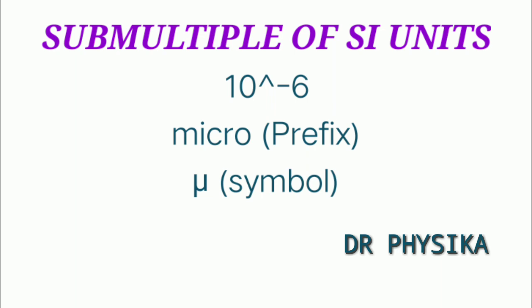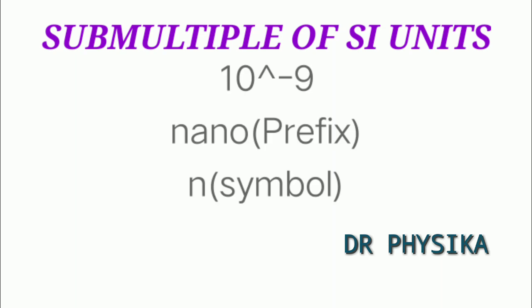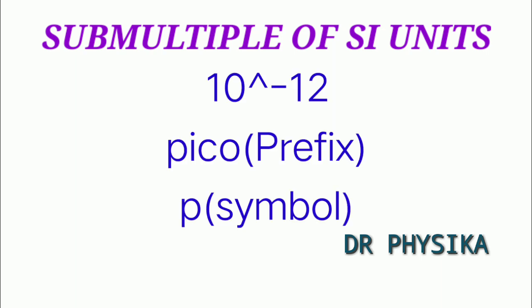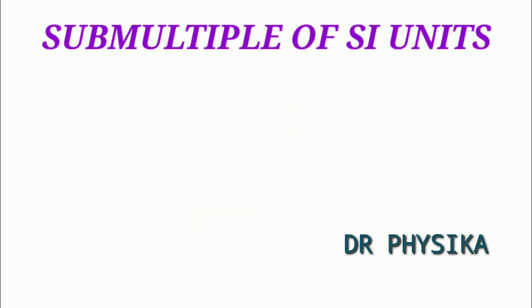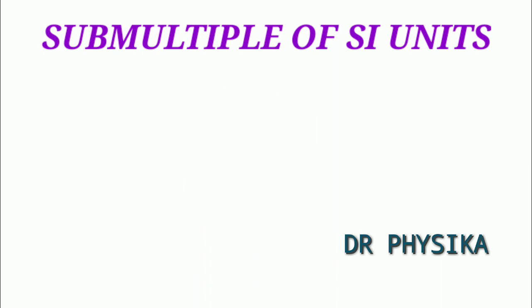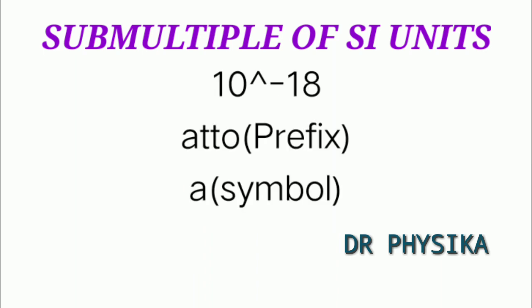Fourth is 10 raised to minus 6, micro, and the symbol of micro is mu. Fifth is 10 raised to minus 9, nano, and the symbol of nano is small n. Sixth is 10 raised to minus 12, pico, and the symbol of pico is small p. Seventh is 10 raised to minus 15, femto, and the symbol of femto is small f. Eighth is 10 raised to minus 18, atto, and the symbol of atto is small a.